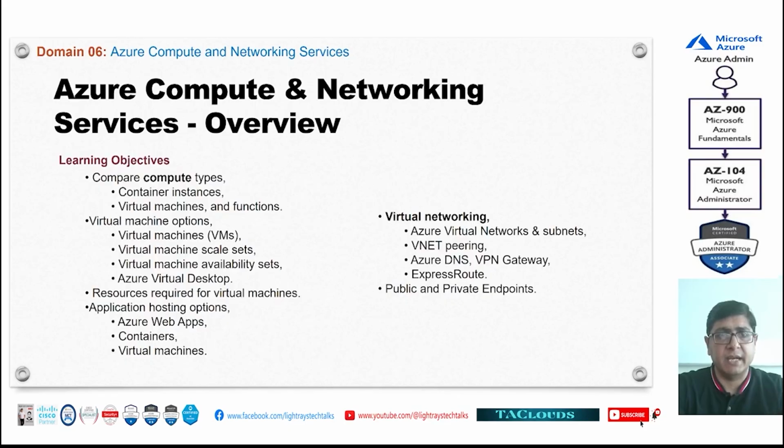If you see on the left side, compute has different types. One is container, one is virtual machine, one is function. Sometimes we need to create virtual machines, sometimes containers, sometimes functions also. And inside virtual machines, we can also have scale sets, where we can build multiple virtual machines together. If one virtual machine fails, we can have another virtual machine. So we will understand scale sets or availability sets.